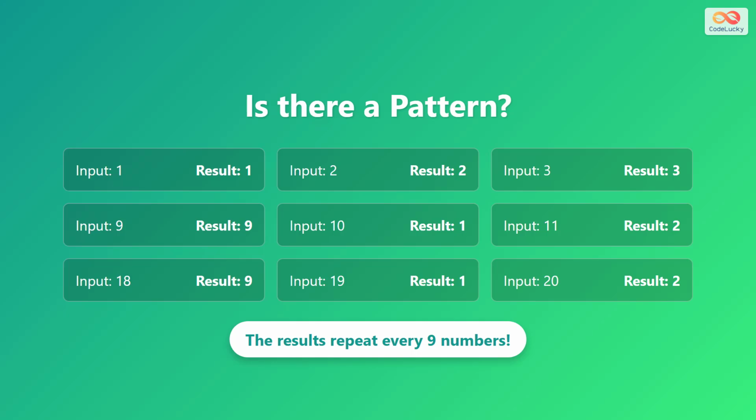Now, can we do better? Let's list out the results for the first few numbers. Notice that for 1, 2, and 3, the result is the number itself. But look at 9, 10, and 11. The results are 9, 1, and 2. There is a repeating pattern every 9 numbers.